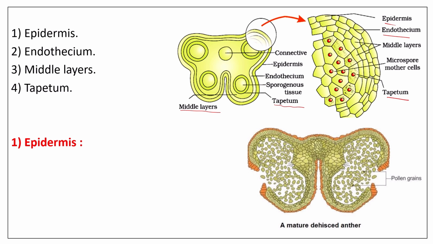1. Epidermis. It is the outermost layer of anther. It is a single-celled, thick, and continuous layer.